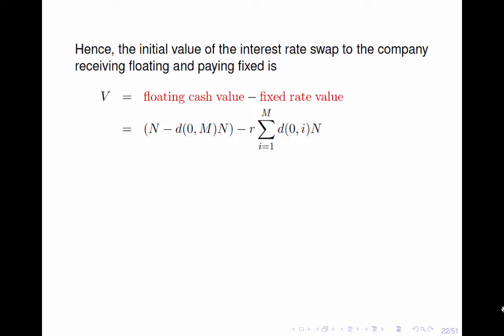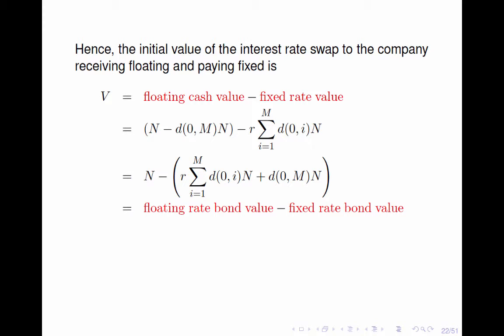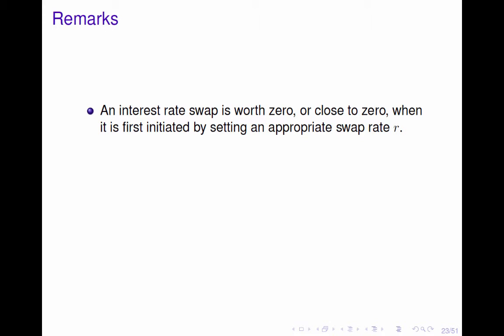Rearranging the formula, we can get the following expression, which is exactly the difference of the floating rate bond value and the fixed rate bond value. By taking out the common factor N, we get the following equivalent expression. Similar to the commodity swap, the value of the interest rate swap is also set to be 0 when it is initiated, and the chosen fixed rate R, such that the initial value of the swap is 0, is called the swap rate.